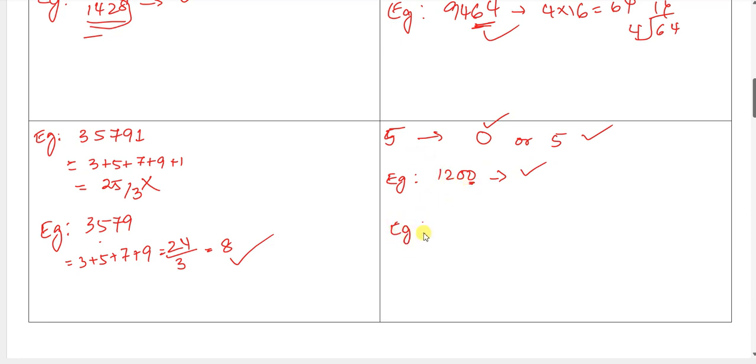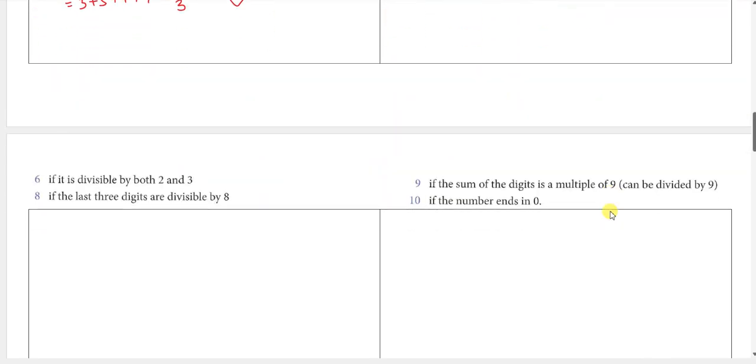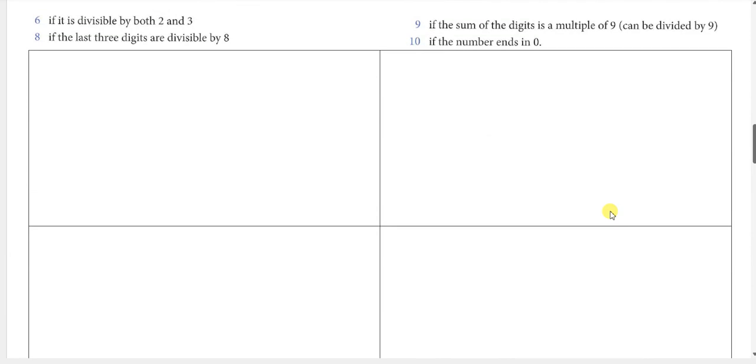Another example, we have 1295. So you see this number is ending with 5, so yes, it meets the condition. So yes, 1295 is divisible by 5. Very, very easy. You just have to remember, that's it. Okay, let's check with 6.